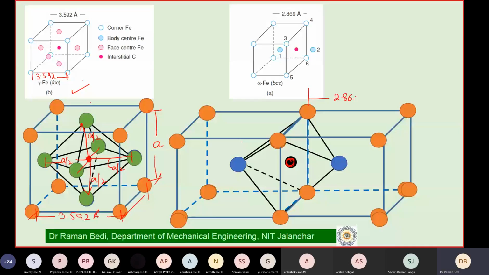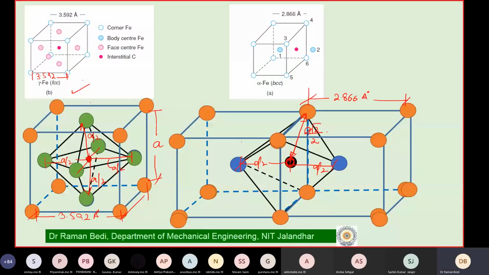So is it a regular octahedron or something is different? We observe that it is not a regular one, although this happens to be still a by 2. That means the body center atoms are located at a by 2, whereas this one is different now. This one will be different, which we say is a root 2 upon 2.